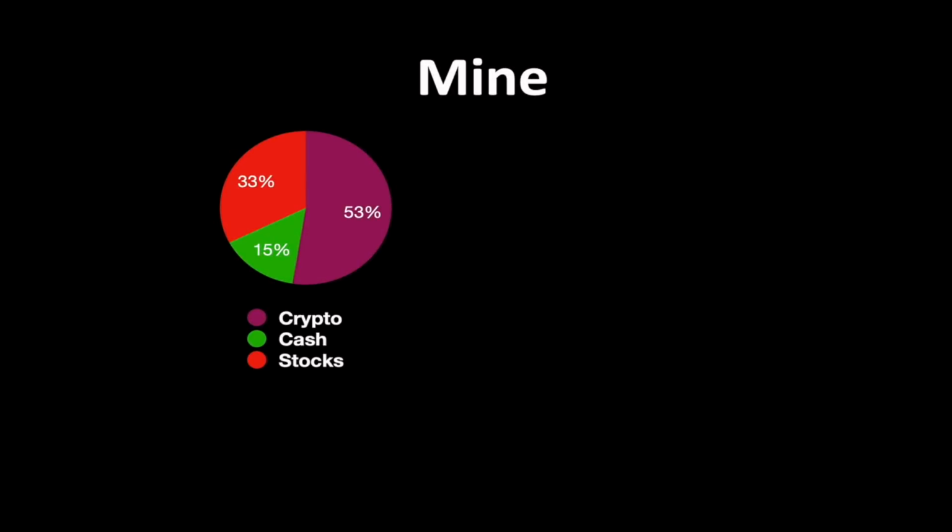And lastly, I'll show you mine. As you can see, it's now over 50% into crypto. We have 33% in stocks and 15% in cash. Now, from an outside point of view, this looks like a very risky portfolio. But here's another important lesson. You always need to make sure that you see the full picture. So this in fact is just the liquid portfolio.